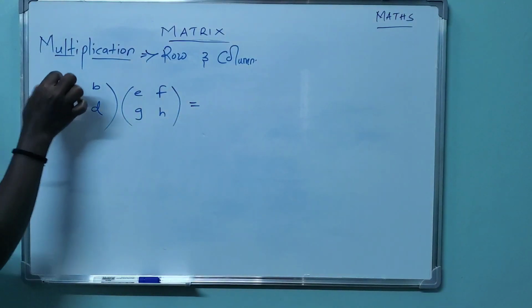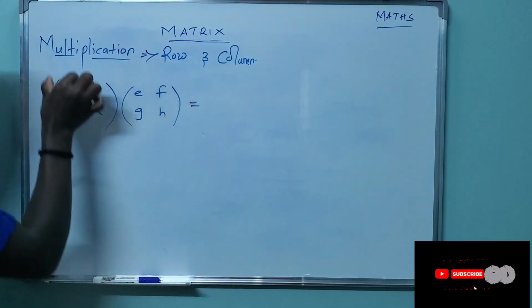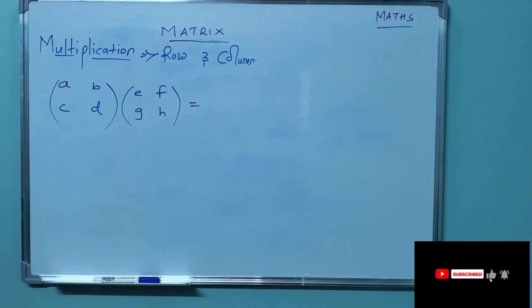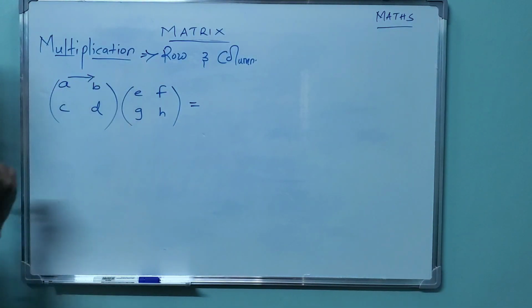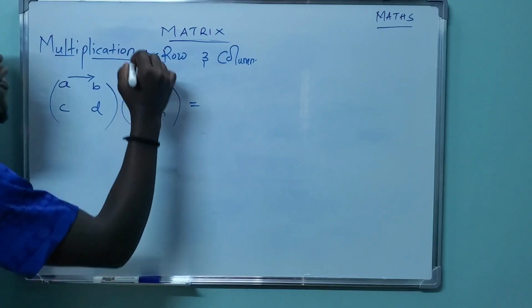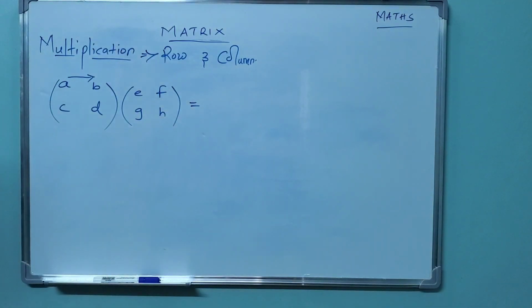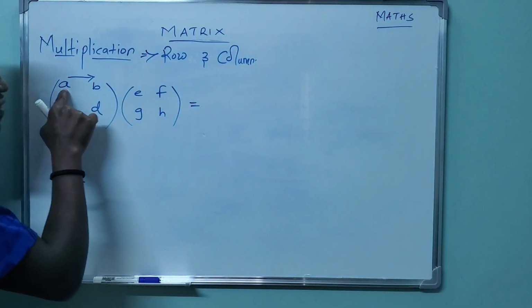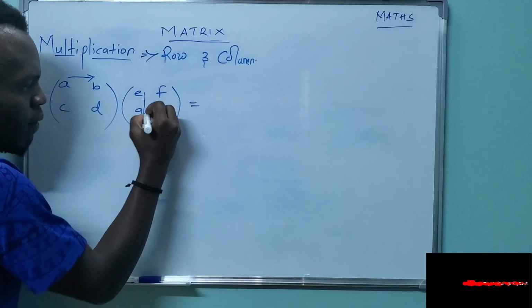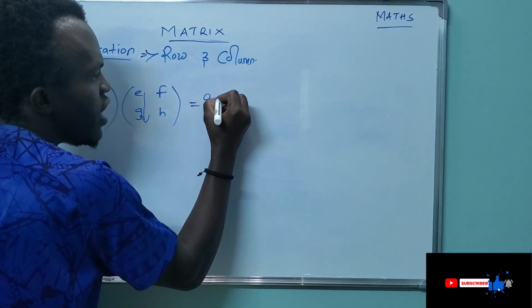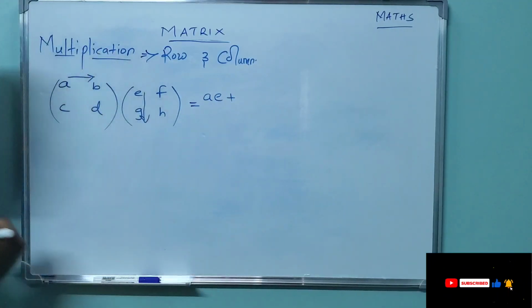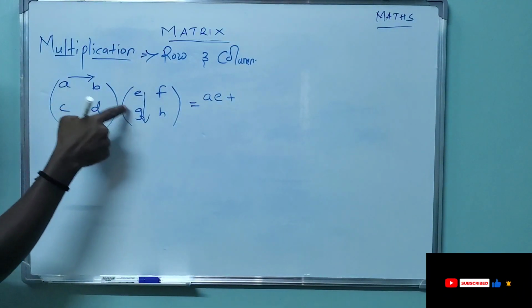Remember, we said that this one is the row and this one is the column. Now, let me do the illustration. First of all, I'm going to start with the upper one. This row, I'm going to multiply first with both the columns. Let me start by multiplying this row and this first column. A multiplied by E, I'm going to have AE, plus B multiplied by G.